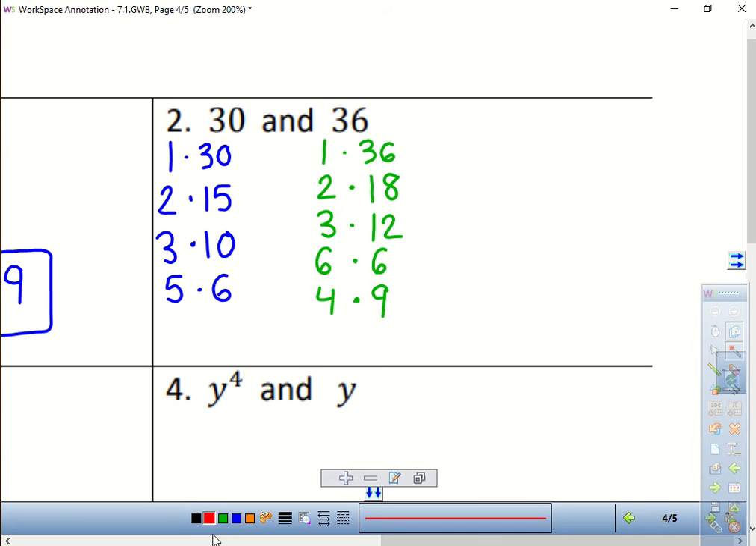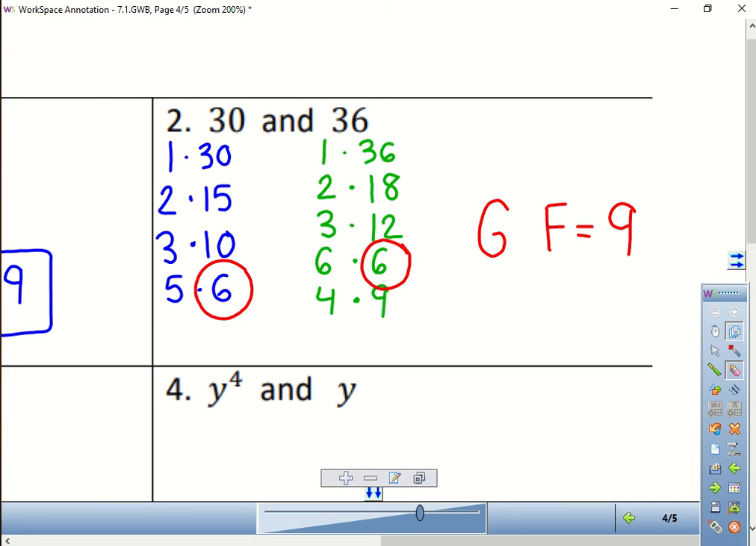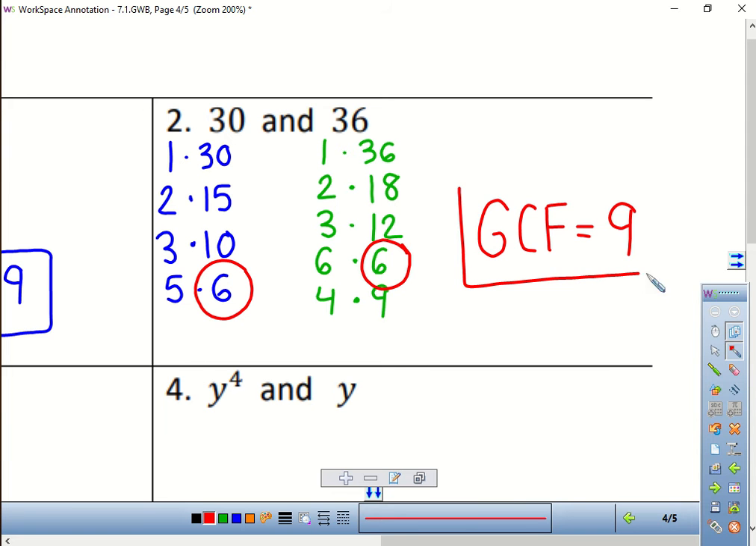So now we're going to look for the largest number that they have in common, which is what? 6. Looks like 6 is the largest one they have in common, right? So our GCF is 6. Do we have any questions on that one so far?